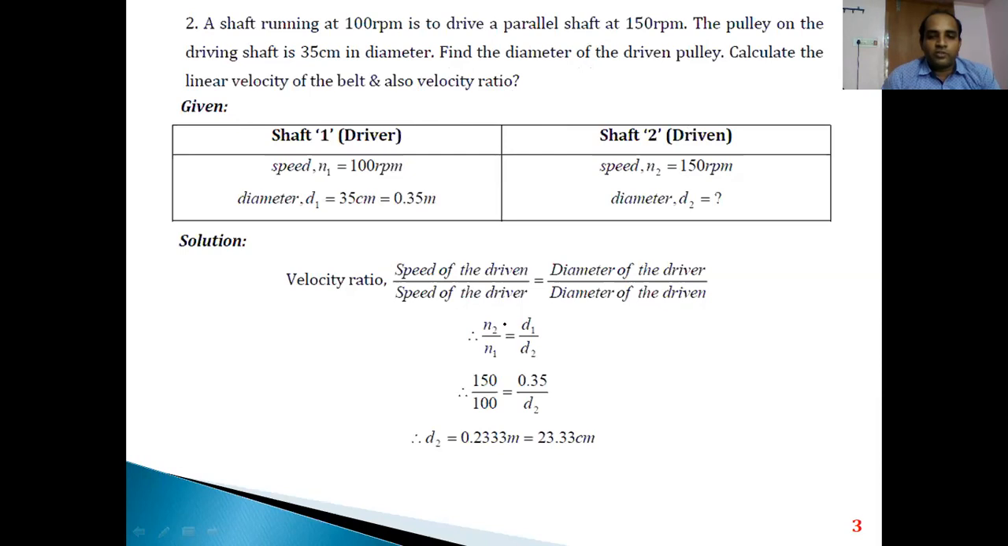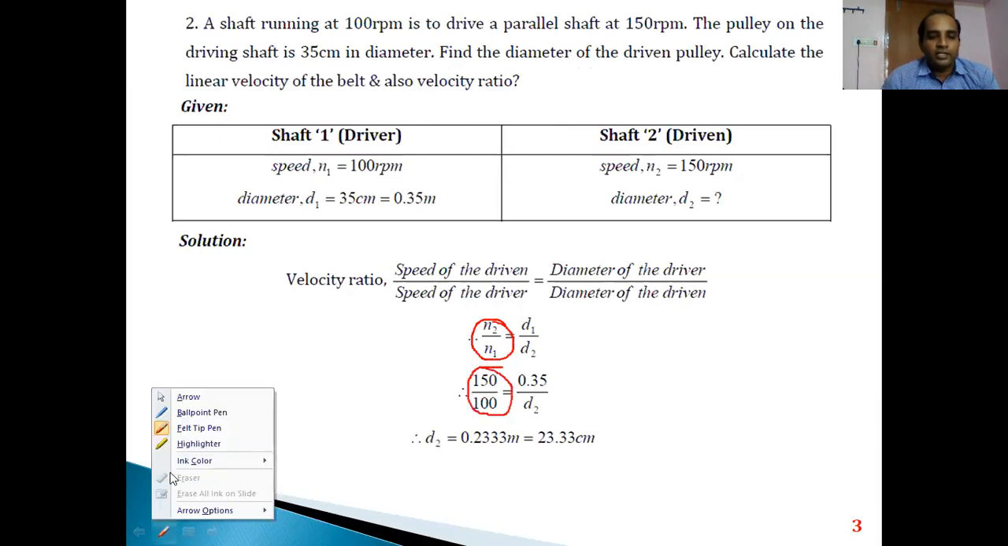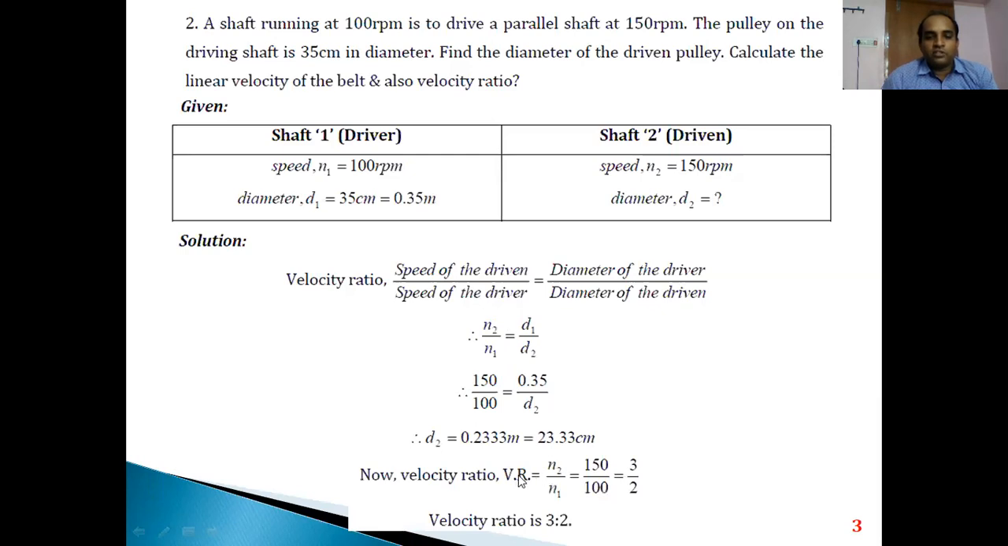So for the velocity ratio, if we take the ratio of n2 by n1, you will get the velocity ratio, that is 150 by 100. That is 3:2 in simplification. So velocity ratio is n2 by n1, 150 by 100, or 3 by 2. It becomes 3:2. That is your velocity ratio.